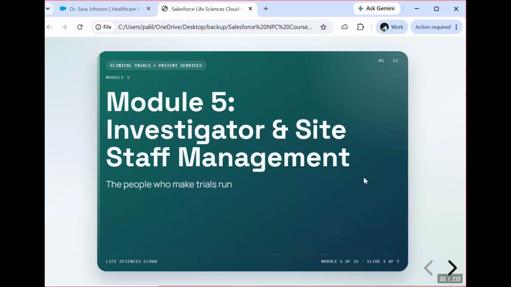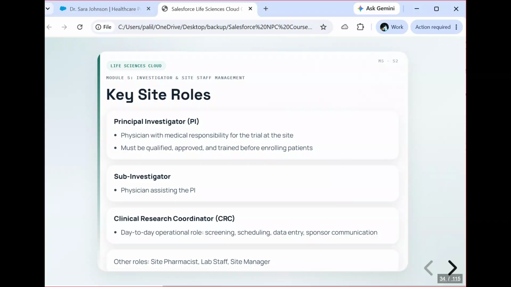Welcome to Module 5. We have got our trial, we have got our site. Now we need the people who will actually run the study at that site. In this module, we are looking at investigator and site staff management. At every clinical trial site, there are several key roles.